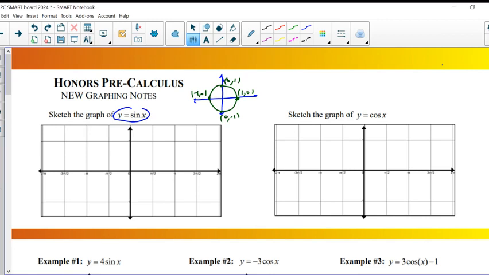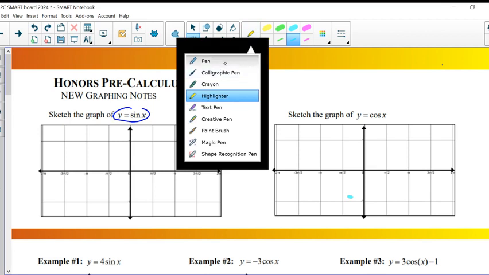So for thinking about the y coordinates for the sine function, I'll switch to my highlighter here and go to the little blue here. So the y value at 0 would be 0. The y value at 90 degrees or pi over 2 would be 1. At pi radians, it is 0. And then at 3 pi over 2, it's -1. So I want to keep track of those values on the graph.